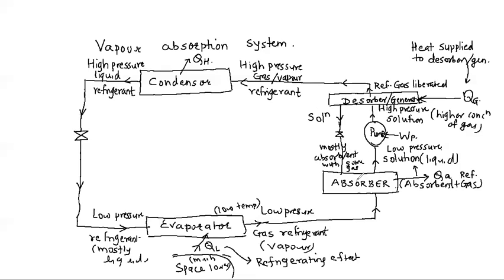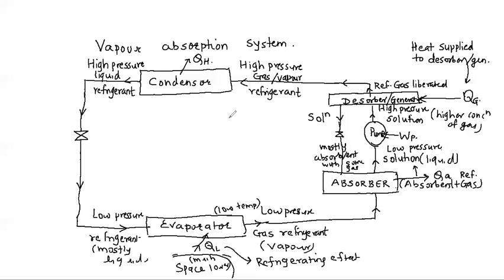You need to understand that the absorber is at lower pressure, and theoretically the absorber is at the pressure of the evaporator. The desorber is at the pressure of the condenser. This entire side, involving the absorber and evaporator, is the low pressure side, and the condenser and desorber are the high pressure side. This pressure differential is maintained by the pump and the expansion valve.